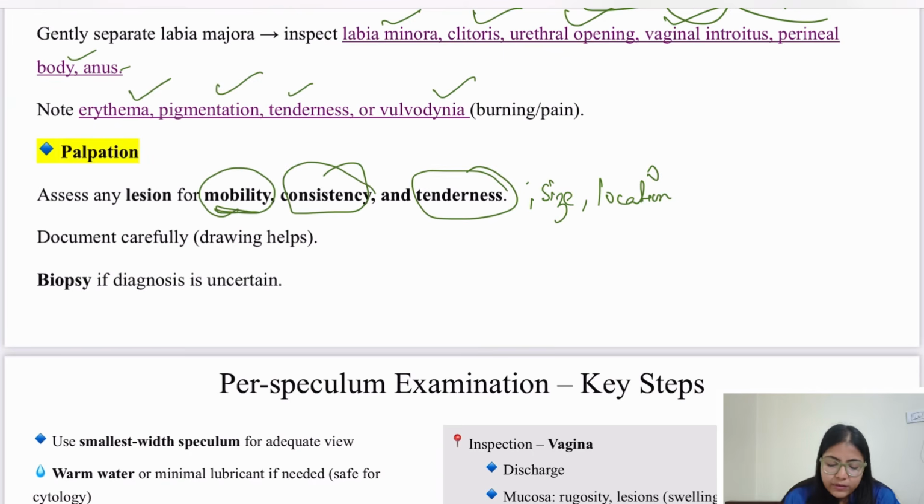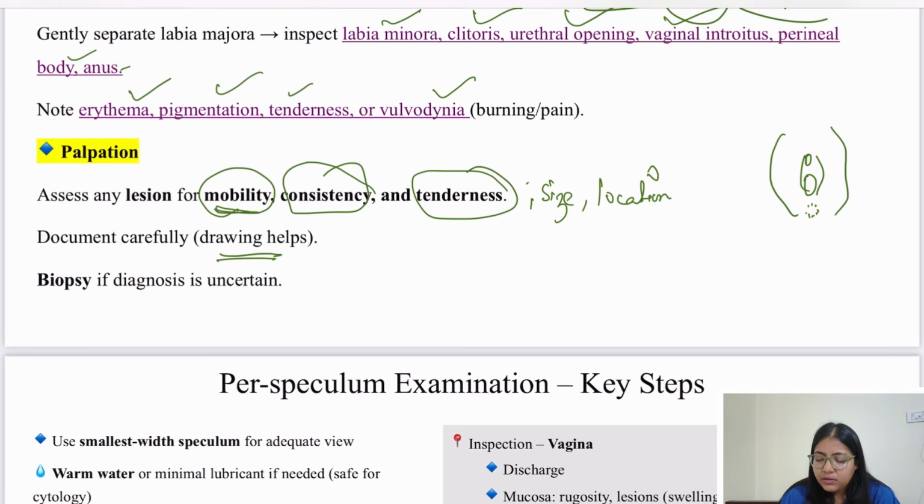And it's better if you draw where the lesion is. You can draw locally, like this is labia majora, this is minora, this is urethral opening, this is vaginal opening and this is anus.